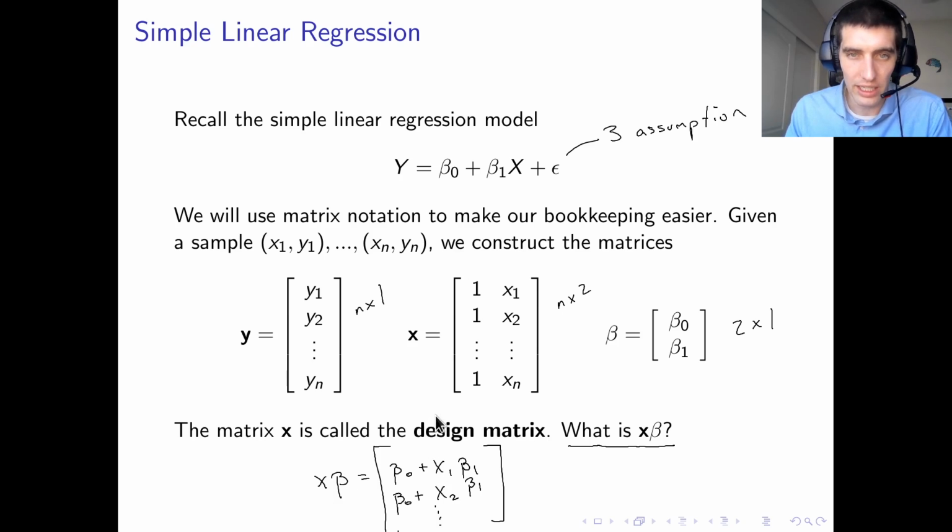So what I get when I do X times beta for this design matrix X is actually this part evaluated at different x's. This is important because it's a concise way of writing this line here, evaluated at different x's. So notice the role of the ones vector. What the ones vector is doing when we do this matrix multiplication is, because this is a 1, it gives us the intercept term.